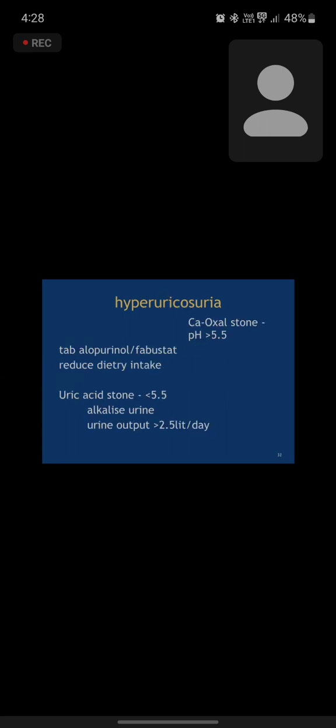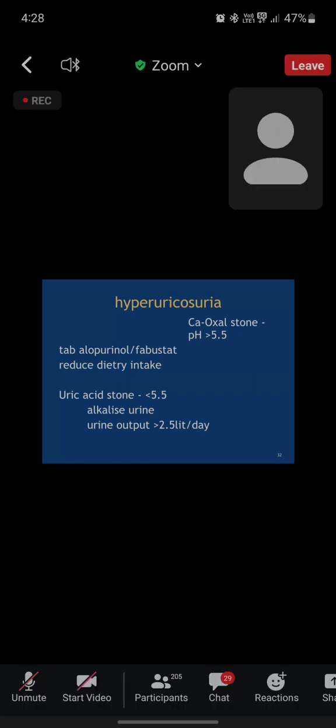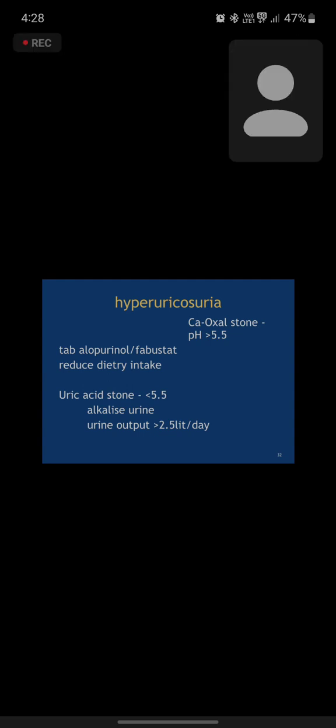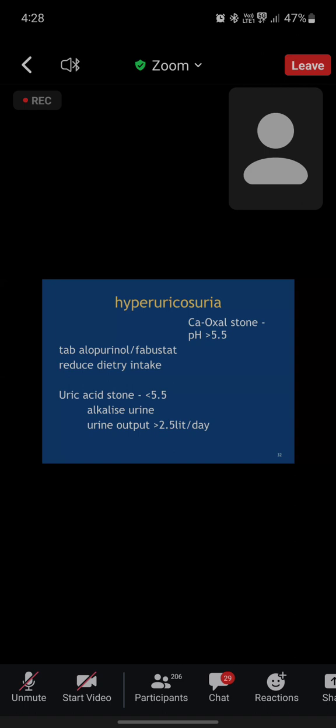Hyperuricosuria can manifest as calcium oxalate stones. If the urine pH is more than 5.5, generally they are in a dilute state, but they increase the precipitation of calcium oxalate crystals and stone formation. So if there is hyperuricosuric calcium stone, this patient should be aimed to reduce the serum uric acid level by allopurinol or febuxostat and reduce dietary intake by reducing animal protein.